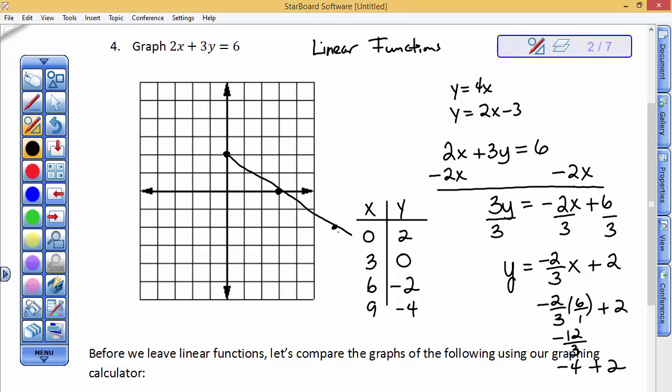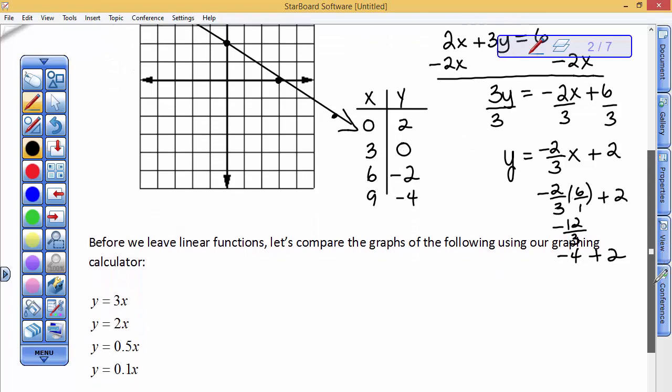And it does look like the line that we just saw on the graphing calculator. I have to add my arrowheads. I didn't have any restraints on what I could put in for x. I just chose particularly nice numbers for it. All right, so before we leave this, I would like to have you compare the graphs of these equations on your graphing calculator.